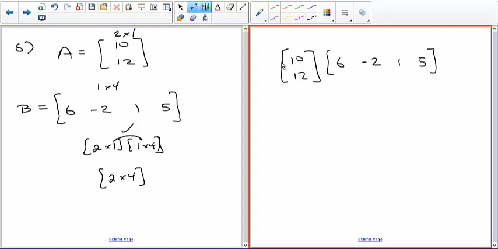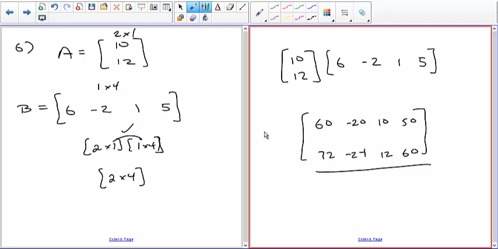In this case, the answer is a 2 by 4, 2 rows by 4 columns. So we take the first row times the first column, first row, second column, first row, third column, first row, fourth column. So we get 10 times 6 is 60, 10 times negative 2 is negative 20, 10 times 1 is 10, 10 times 5 is 50. And then you do the same thing down here. 12 times 6 is 72, 12 times negative 2 is negative 24, 12 times 1 is 12, 12 times 5 is 60. So that's the result, A times B.